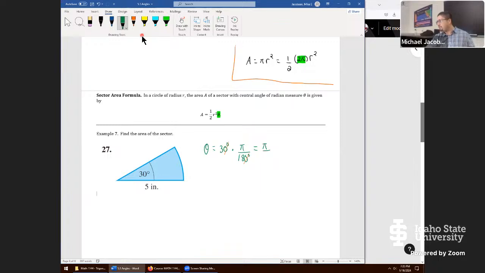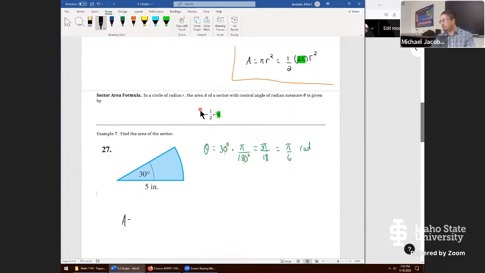We now have 3 pi over 18, but that's going to reduce to pi over 6. We got it, folks. The 30 degrees after this simplification is just pi over 6 in radians. Let's put rad there just to say that's the unit, definitely optional though. Once we have that conversion, we can go back to this formula and calculate the area of this sector right here.